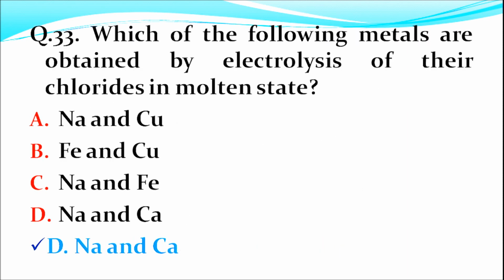Which of the following metals are obtained by electrolysis of their chlorides in molten state? Option A, sodium and copper. Option B, iron and copper. Option C, sodium and iron. Option D, sodium and calcium. The correct answer is option D. Sodium and calcium are obtained by electrolysis of their chlorides in molten state.